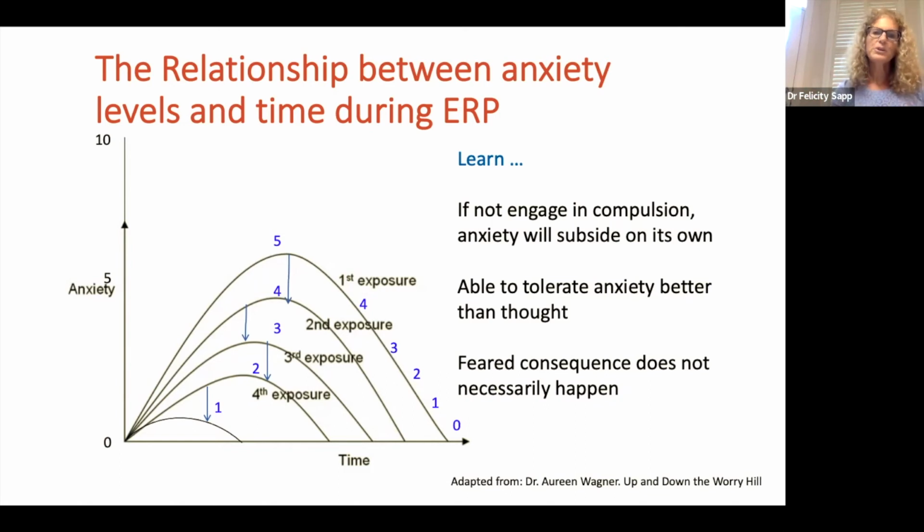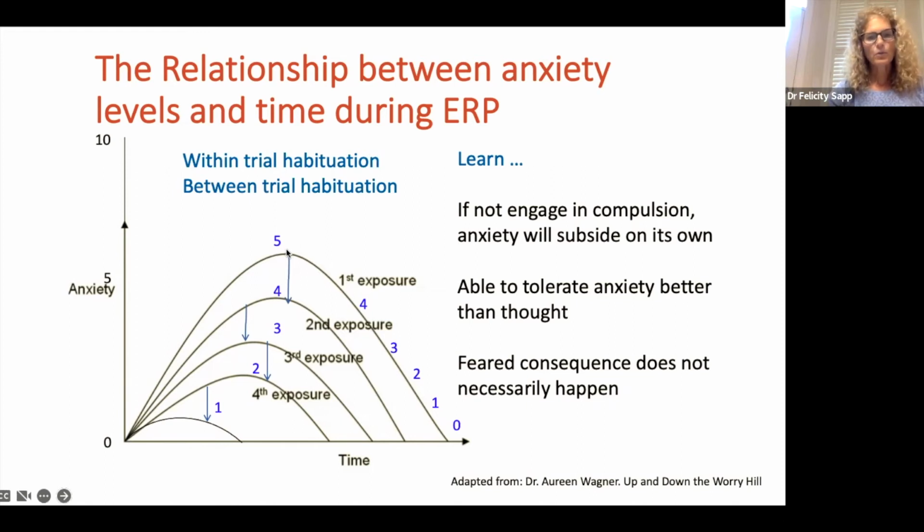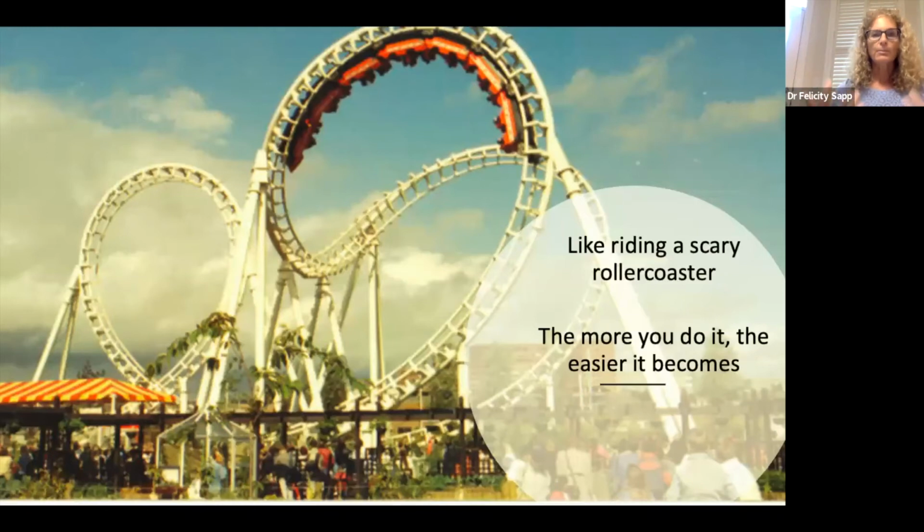Now, when you're doing ERP, you're retraining the amygdala. For it to learn, the amygdala needs two types of habituation. It needs what we call within-trial habituation, which means within each trial, you have to stay in contact with the trigger long enough for the anxiety to come down. It also needs between-trial habituation, which means that between each trial, it gets easier and easier. So what that means is we need repetition. It's kind of like riding a scary roller coaster. The more times you do it, the easier it becomes. And so repetition is a big part of ERP.